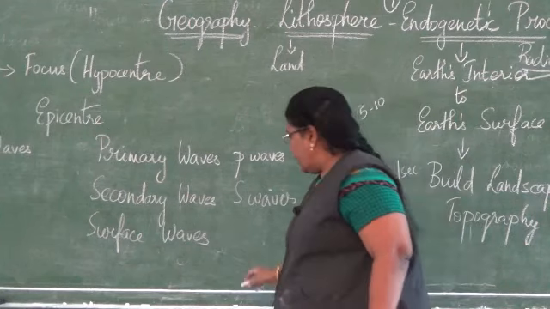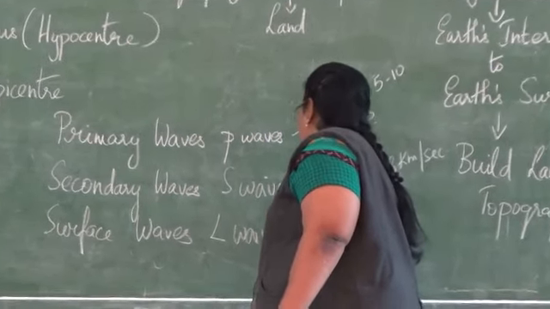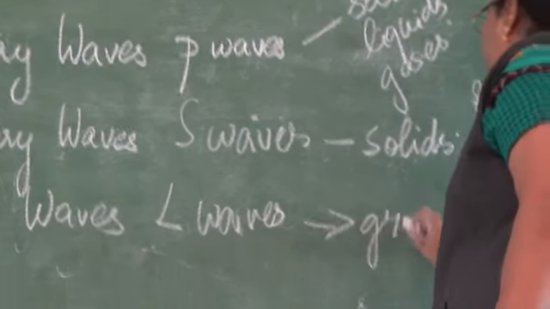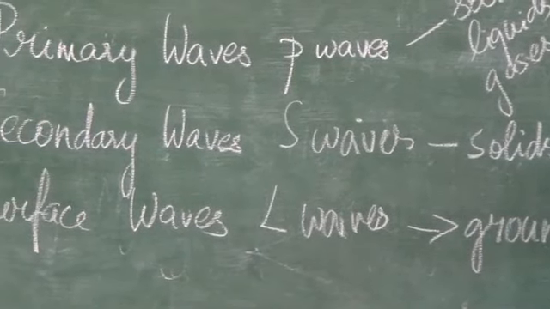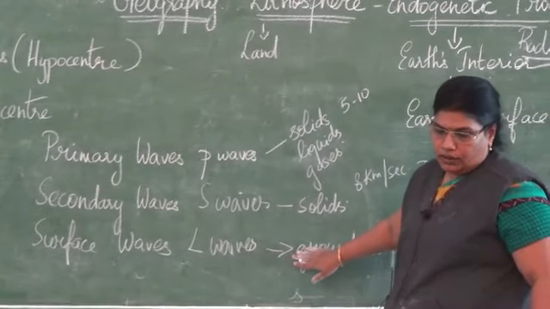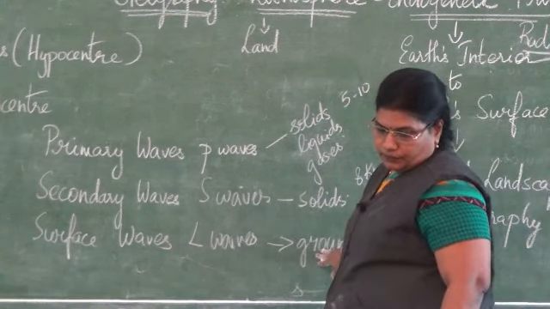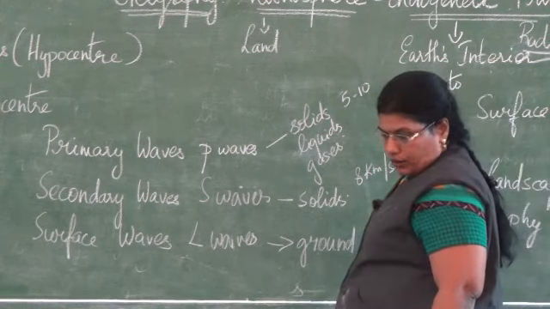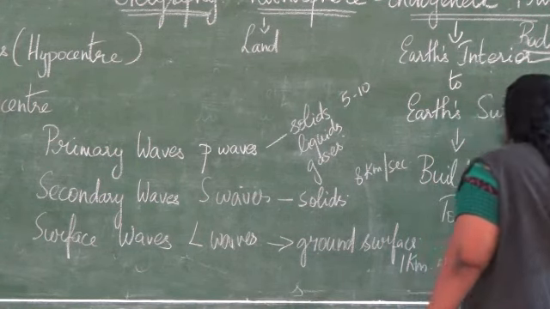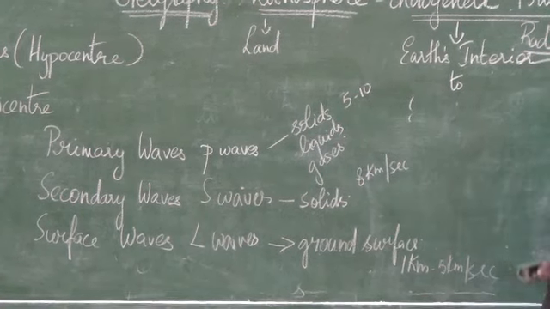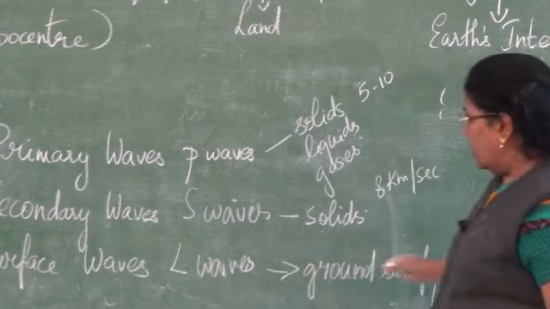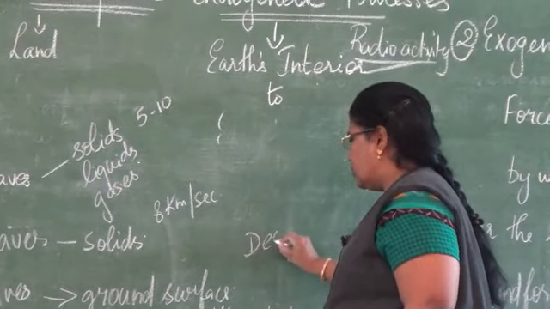The surface waves, otherwise the L waves, are similar to the primary waves, and they travel primarily along the ground surface. These waves are comparatively slower and are the most destructive waves. The average velocity of these waves is 1 to 5 kilometers per second. So we have the primary waves, the secondary waves and the surface waves, and the surface waves are called the destructive waves.